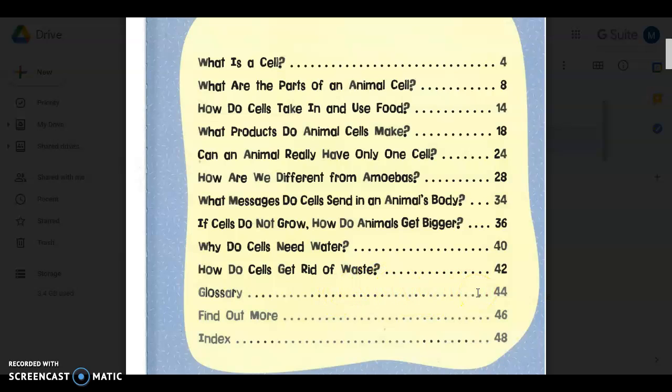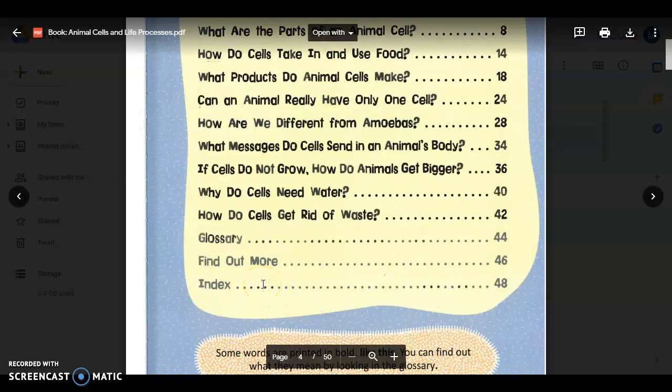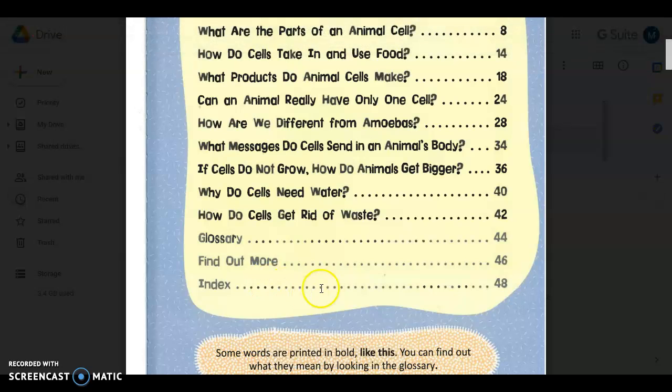You can also see that there's a glossary. Remember, in a glossary is where you find the definitions to any of the bold-faced words that we come across. There's also a section where it gives you a chance to find out more. So that's going to list places where you can find more information about animal cells, and we'll also have an index at the very end of the book where you can look up things in this book by topic.